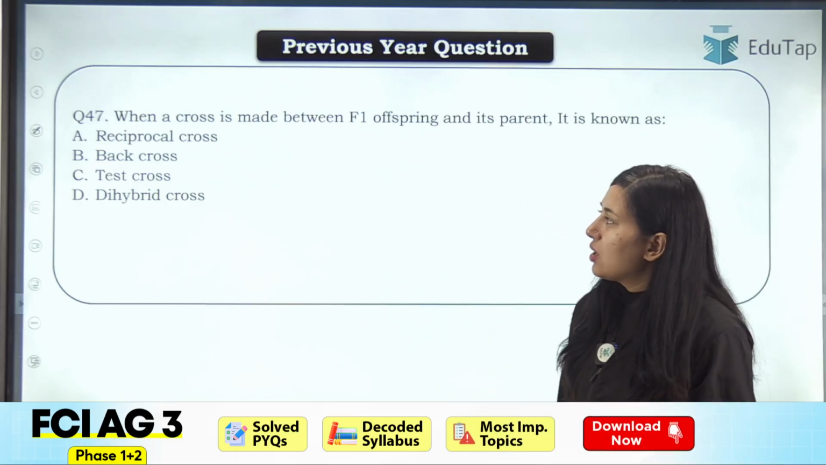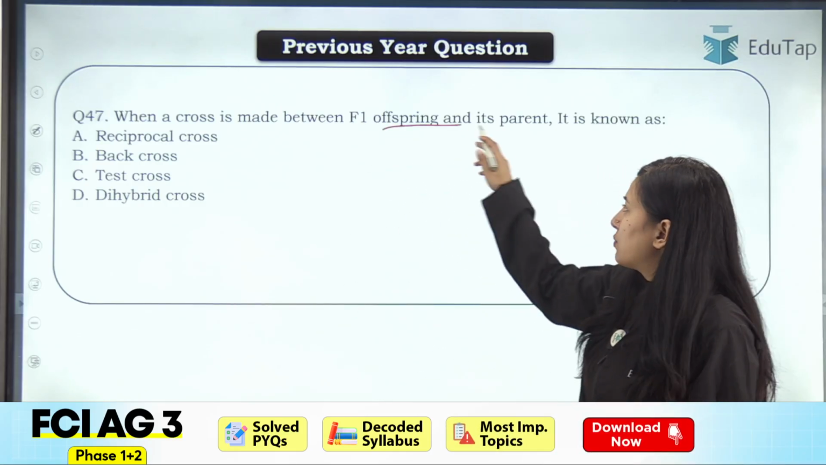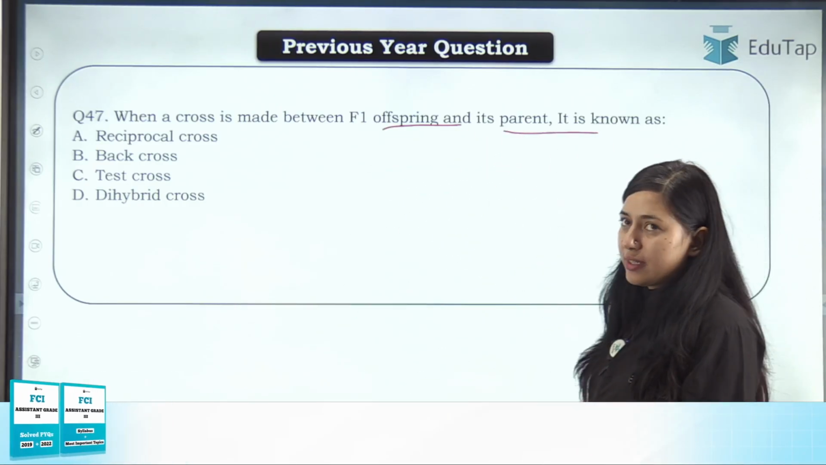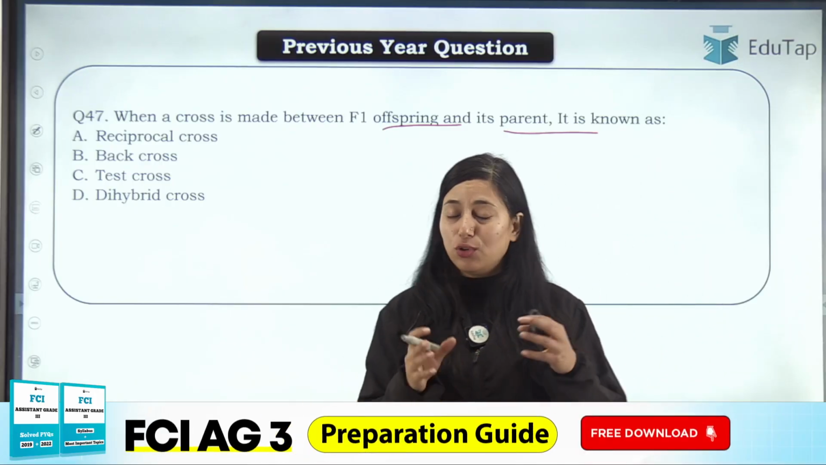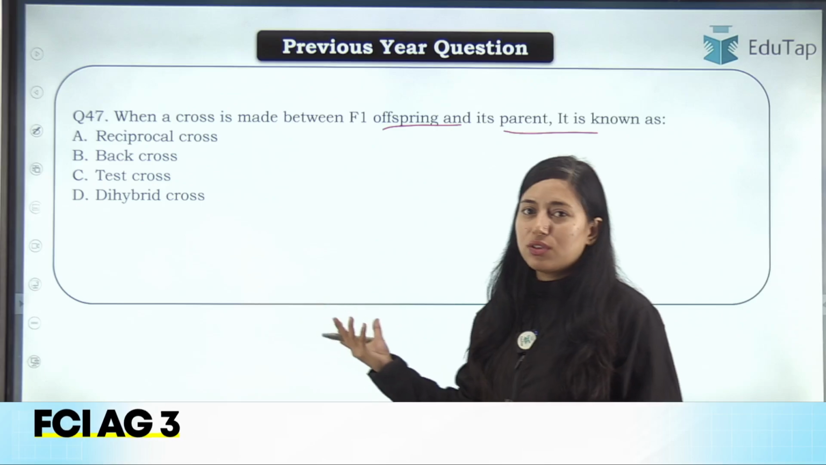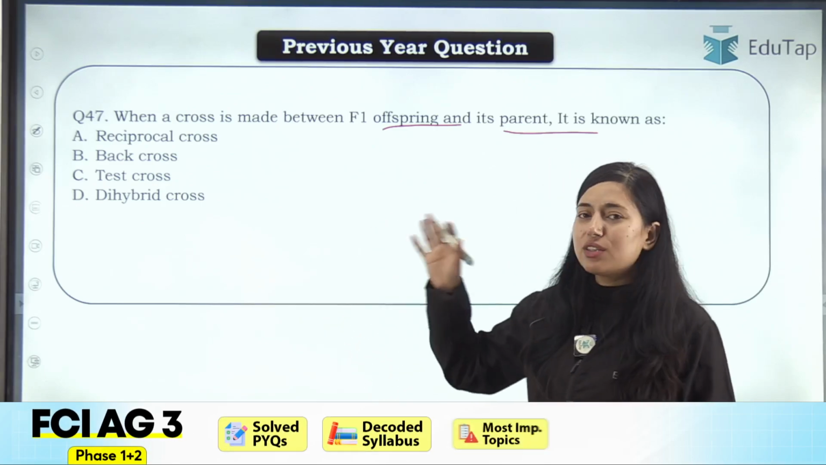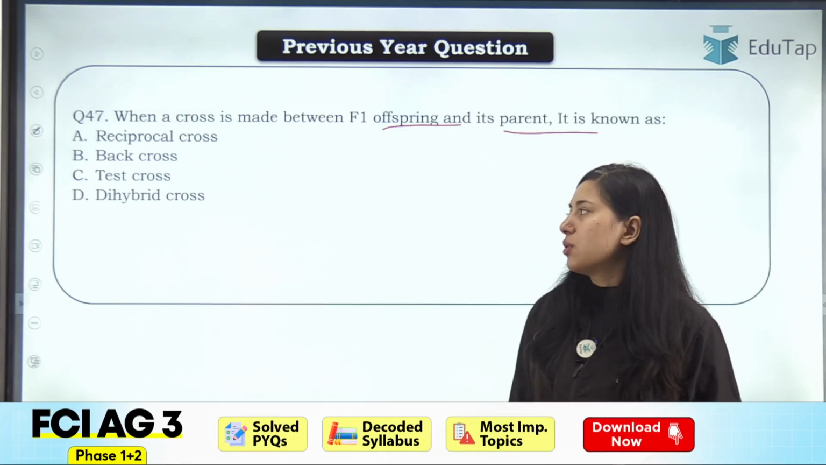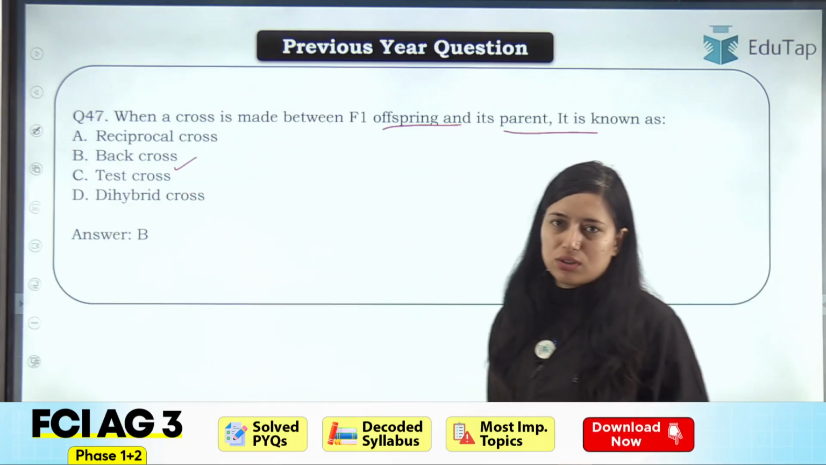Now next is, when a cross is made between F1 offspring and its parent, it is known as? Okay, so there is a chapter in NCERT which is heredity and variation. Again, there is a question from that. Okay, this question is from that chapter. It's a very basic question. Its answer will be back cross, right?